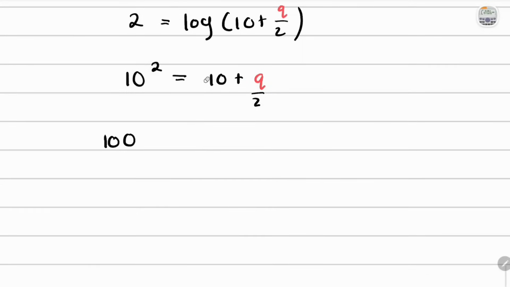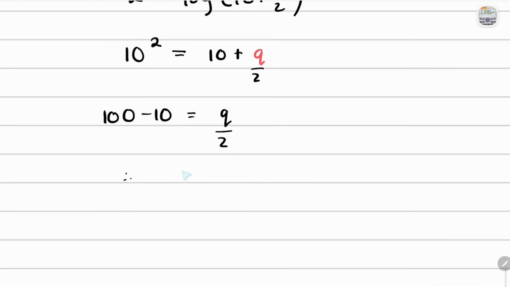And we're saying 100, and we can transpose the 10. So minus 10 is equal to Q over 2. And that is 90. So we're saying that Q over 2 is equal to 90. And then to solve for Q, we can simply multiply both hand sides by 2 to get rid of that denominator of 2. So therefore, this means that Q is simply equal to 180.